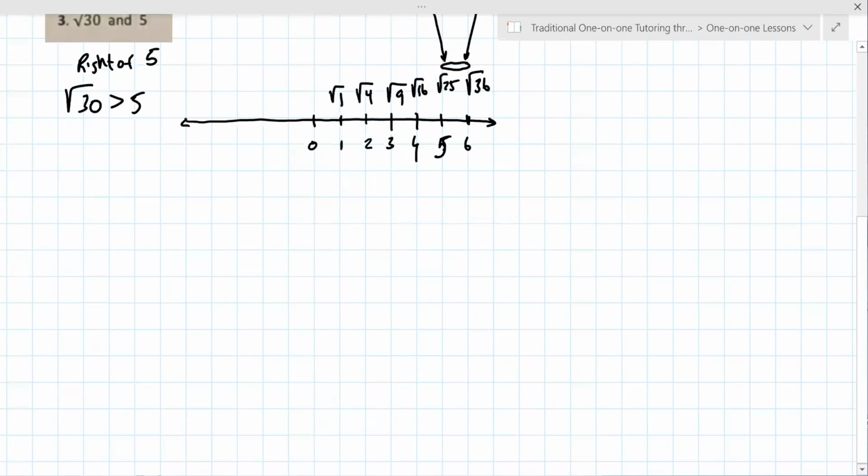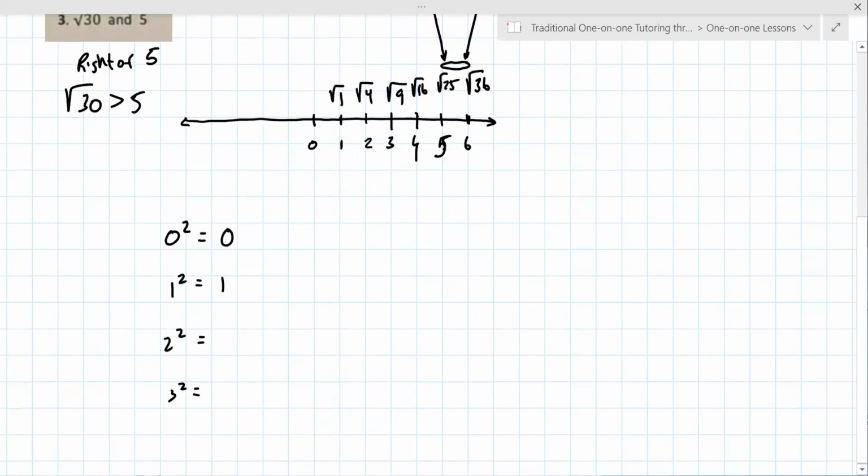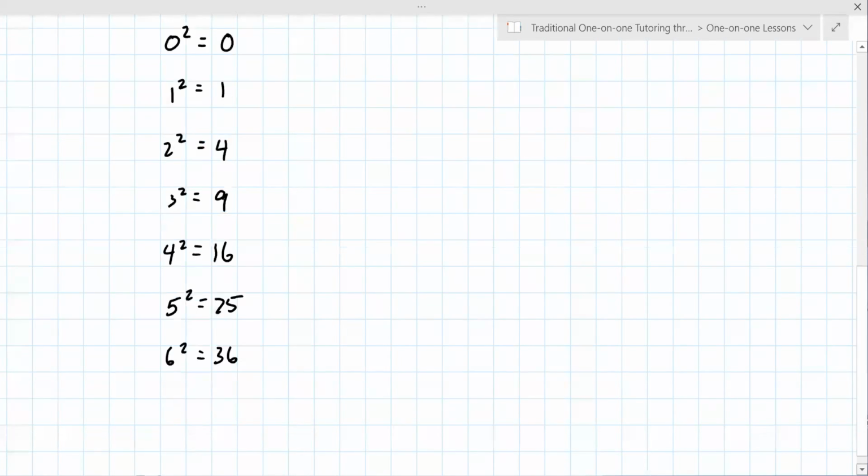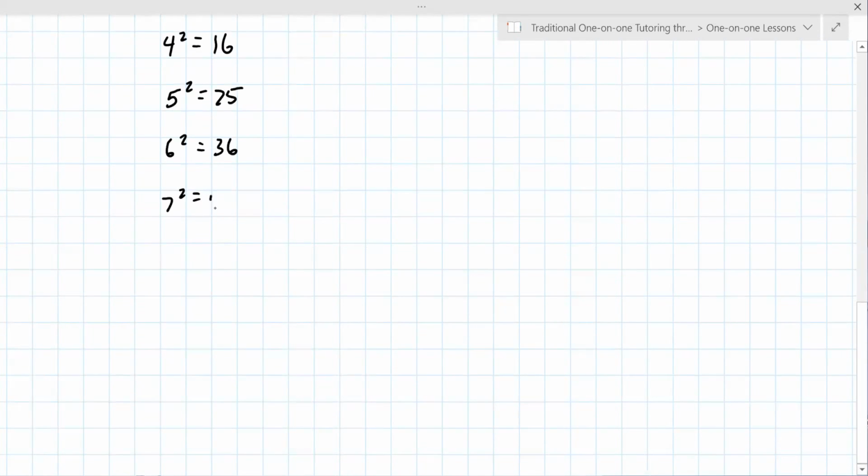So let's make a complete list here. 0 squared is 0. 1 squared is 1. 2 squared is, I'm sorry, I messed these up. I apologize. 2 squared is 4. 3 squared is 9. 4 squared is 16. 5 squared is 25. 6 squared is 36. And we can keep going. We'll go up to 10. 7 squared is 49. 8 squared is 64. 9 squared is 81. And 10 squared is 100.